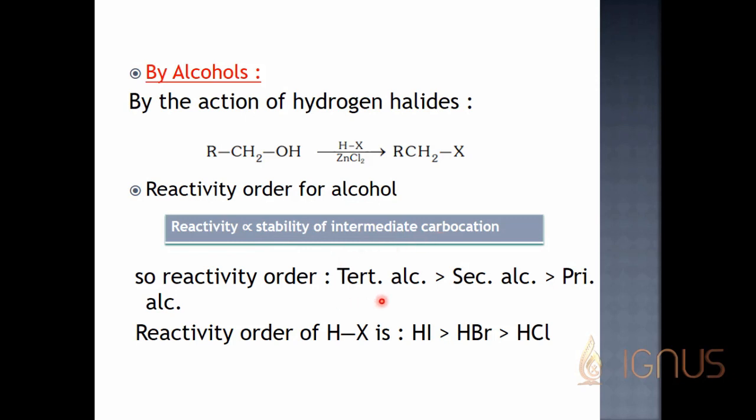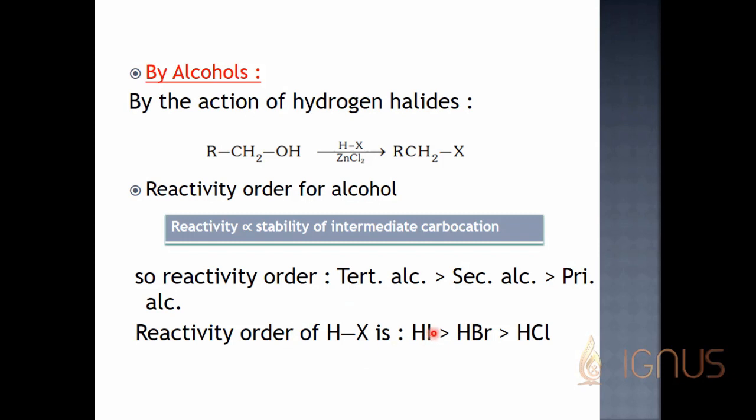Here tertiary alcohol will give rise to tertiary carbocation. We know that tertiary carbocation is highly stable. Hence, tertiary alcohol is highly reactive. And secondary carbocation is less stable compared to tertiary carbocation. Hence, secondary alcohol is less reactive compared to tertiary alcohol. Similarly, primary alcohol.